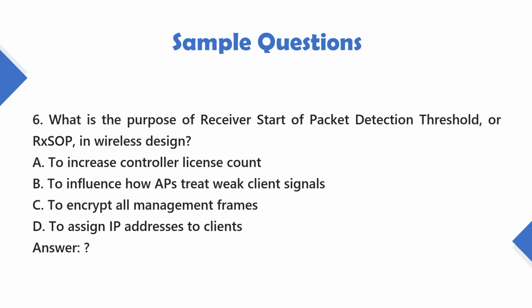6. What is the purpose of receiver start of packet detection threshold, or RX-SOP, in wireless design? A. To increase controller license count. B. To influence how APs treat weak client signals. C. To encrypt all management frames. D. To assign IP addresses to clients.